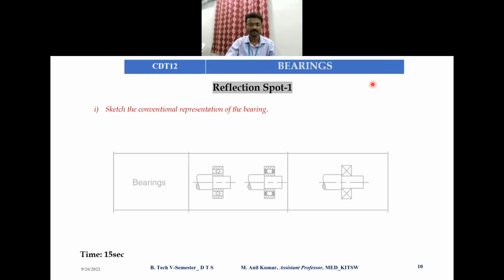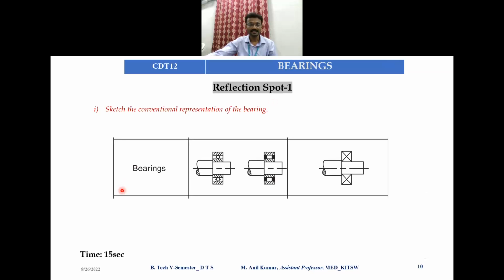Time is up. This is the answer. This is the normal representation of bearing, and the right side one is the conventional representation with cross marks. This is all to avoid the conventional drawing time. Instead of drawing all these things, we just represent the bearing with this cross symbol with the same dimensions.